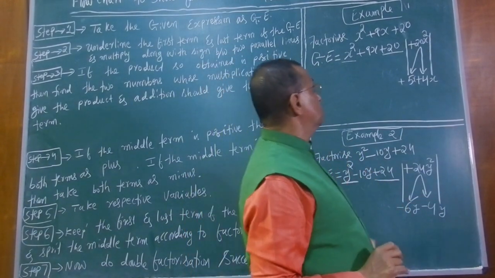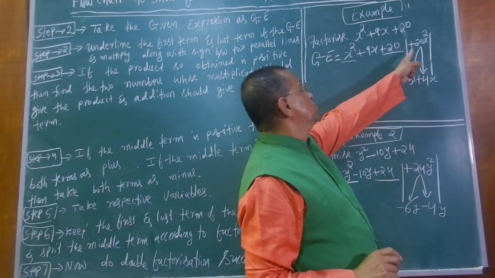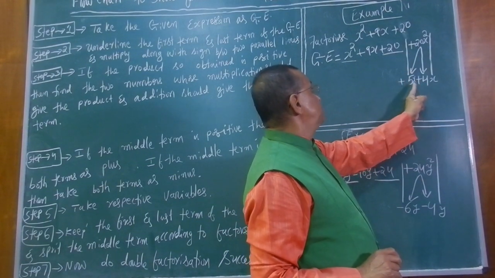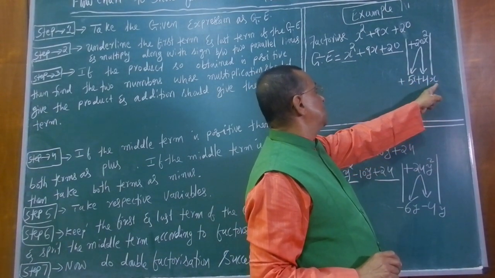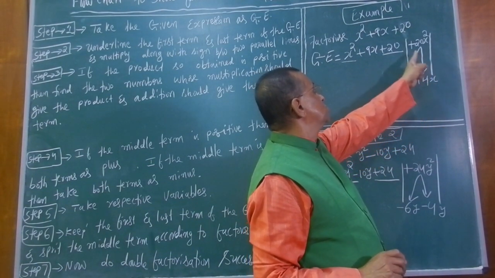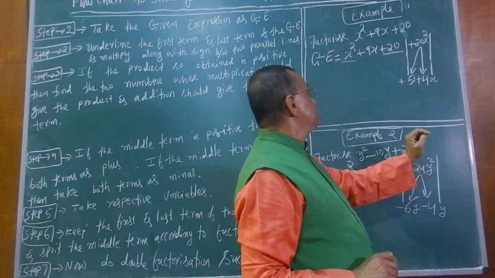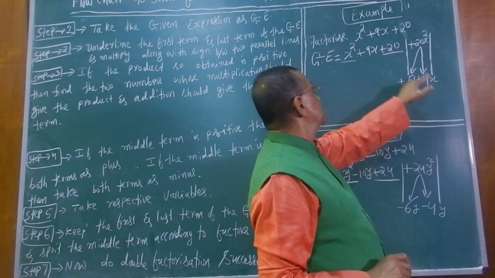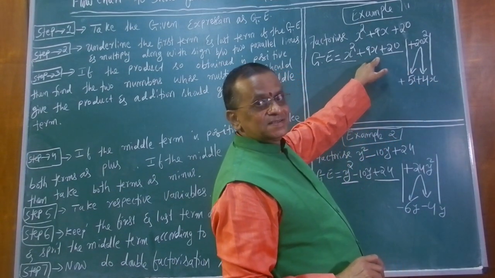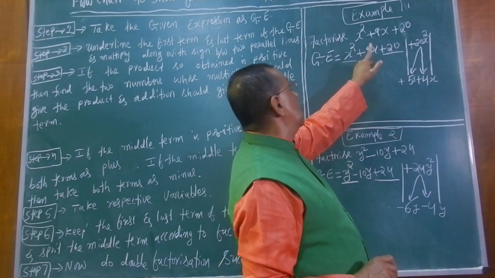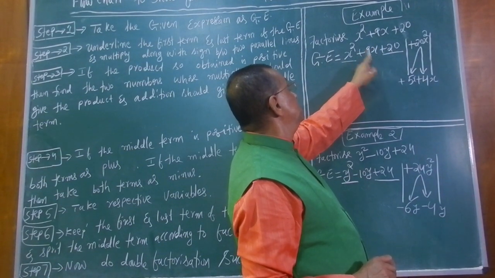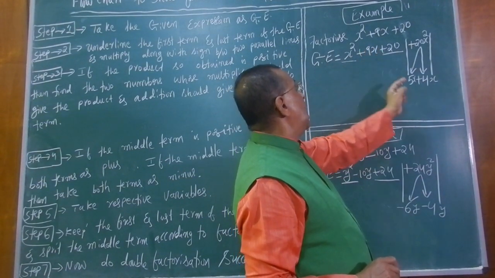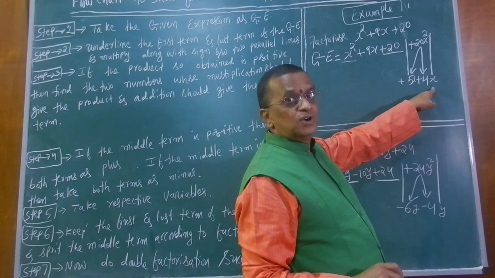So therefore, dear students, look here, plus 5x and plus 4x on multiplication gives plus 20x square, and plus 5x and plus 4x on addition gives plus 9x. So we have split the middle term plus 9x as plus 5x and plus 4x.